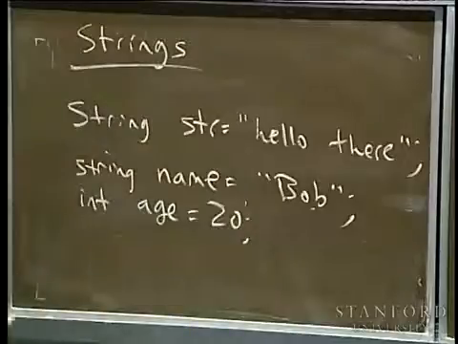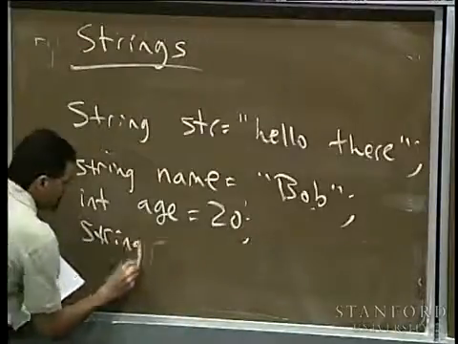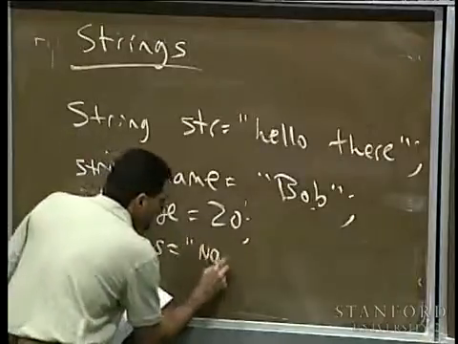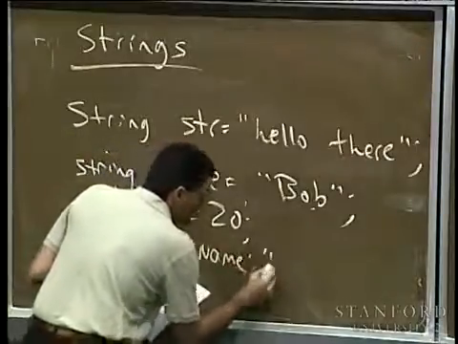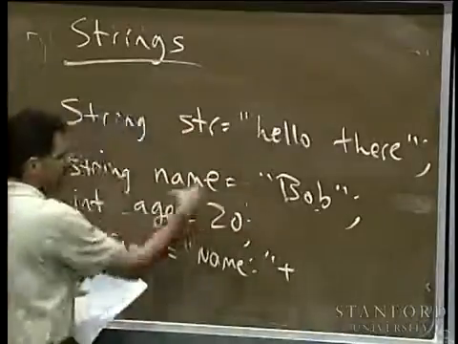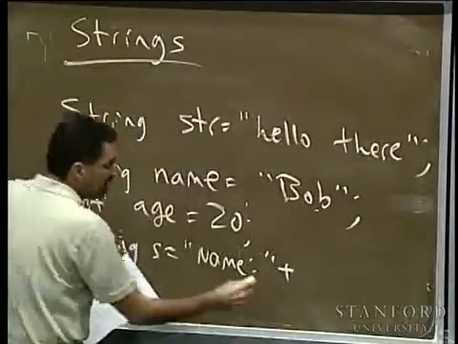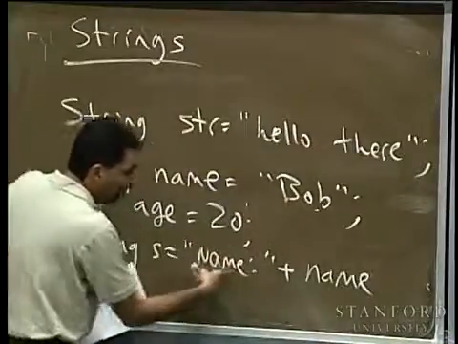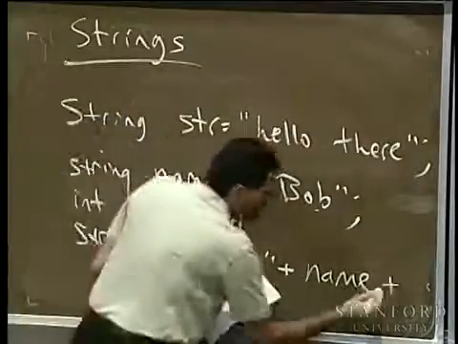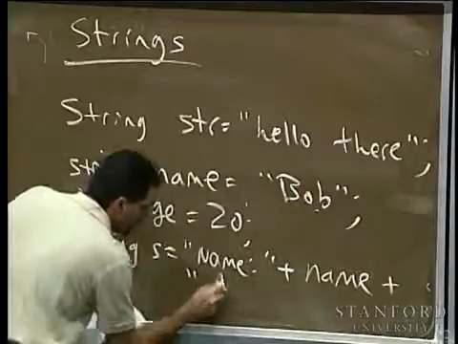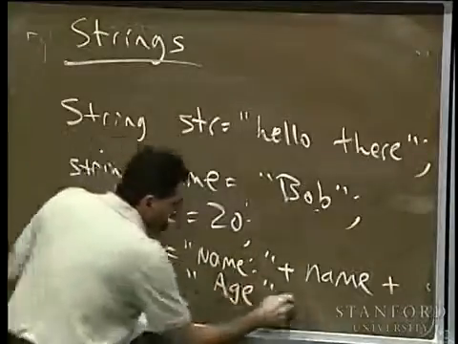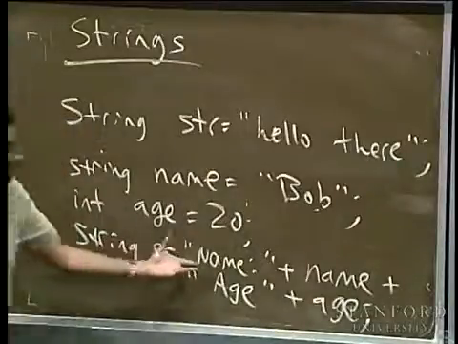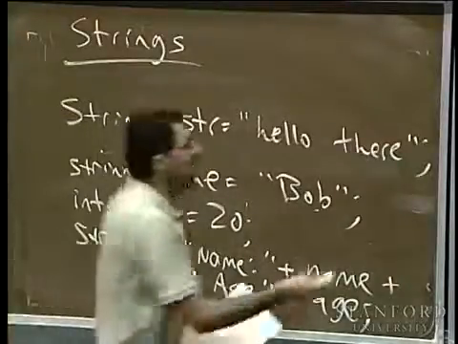And then we might have some other string s, which we want to set to be something like "name: " plus, and then whatever the name actually is in this other string. So name, what that'll do is concatenate the word Bob onto "name: ". And then maybe we want to concatenate onto that " age: ", and then concatenate onto that the value of the variable age.